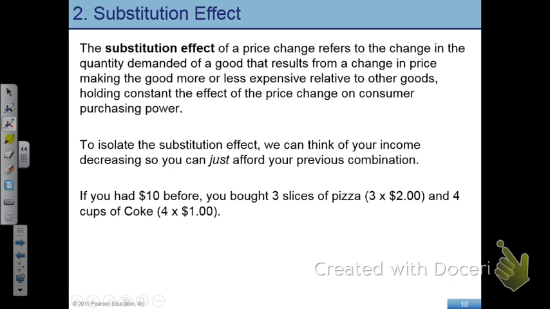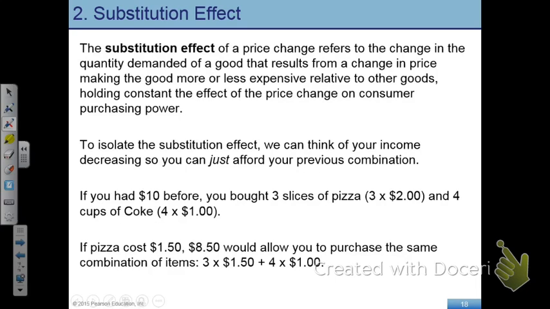When the price of pizza goes down from $2 to $1.50, the previous bundle now costs less than $10. It costs exactly $8.50. Do we all see the calculation that is in the slide? So, with $1.50 the price of pizza and $1 the price of Coke, your bundle is now 1.5 times 3 plus $4, which is $8.50. Okay? This is in this slide, right?